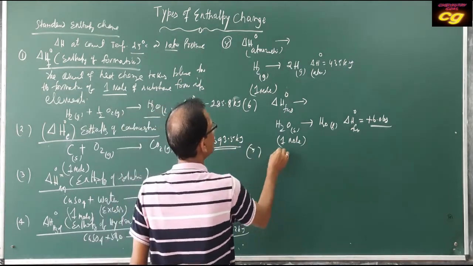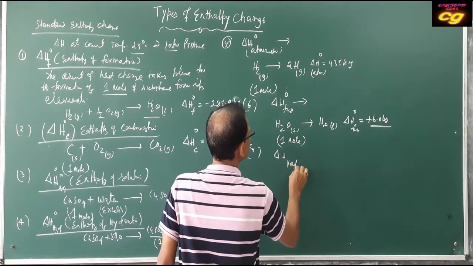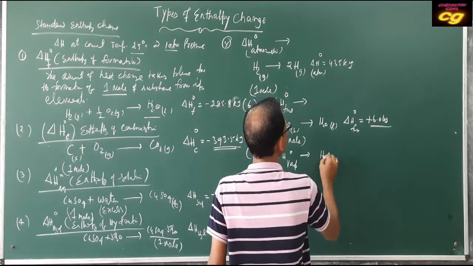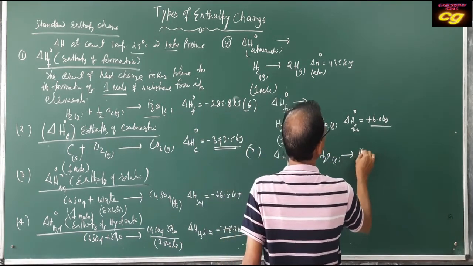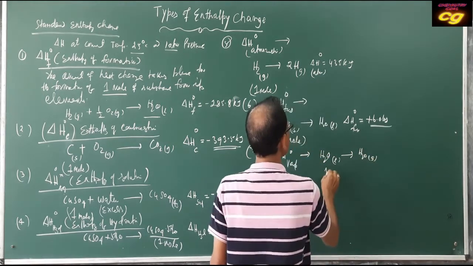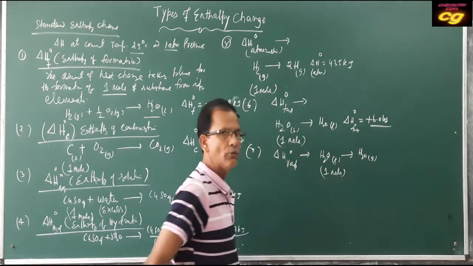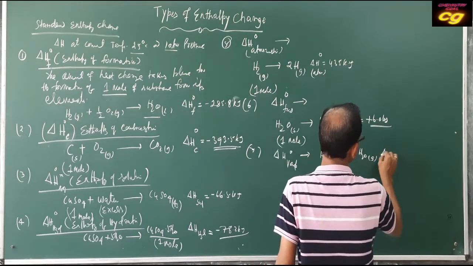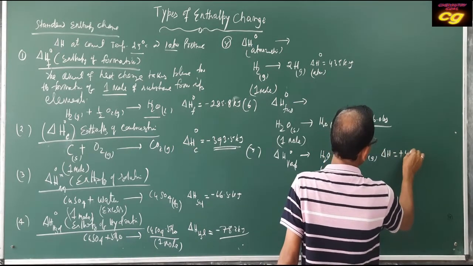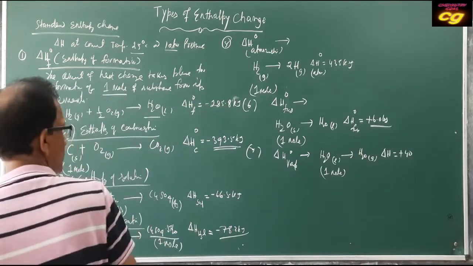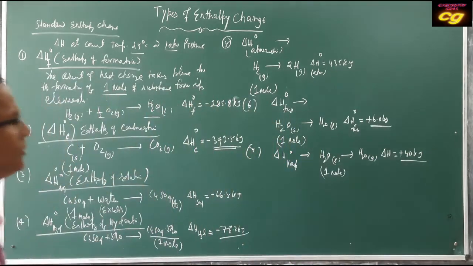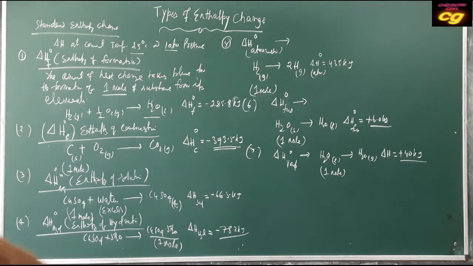Then enthalpy of vaporization. Enthalpy of vaporization means, let it be H2O liquid converting to H2O gas. It is also 1 mole. To convert 1 mole of liquid to vapor at its boiling point, delta H is equal to plus 40 kilojoules. This much heat is required to convert 1 mole of water to steam, 1 mole of water to vapor.